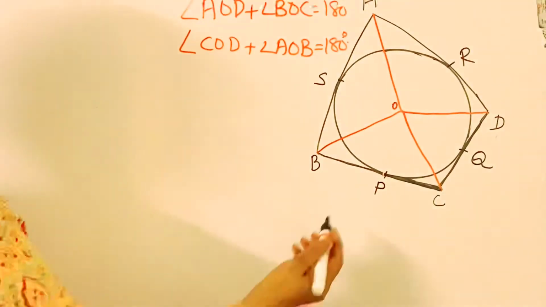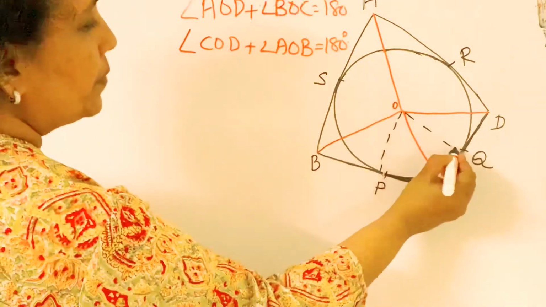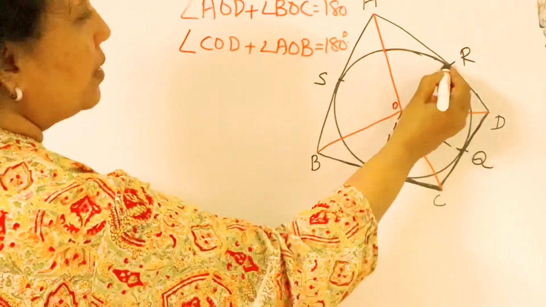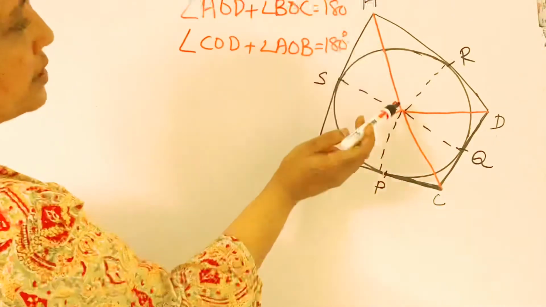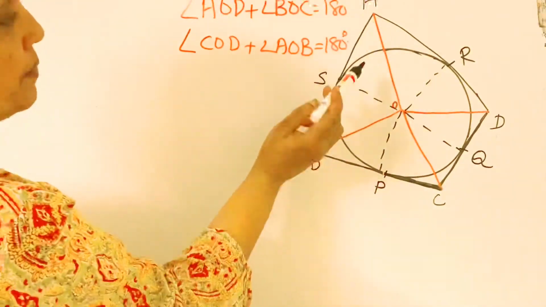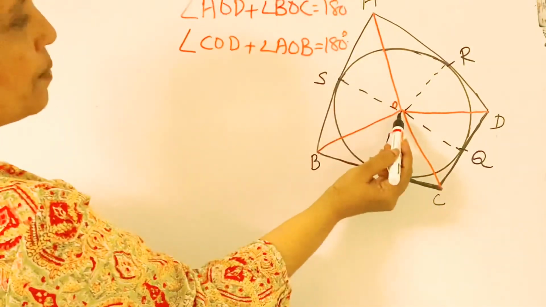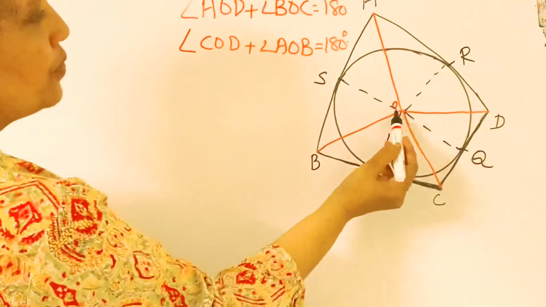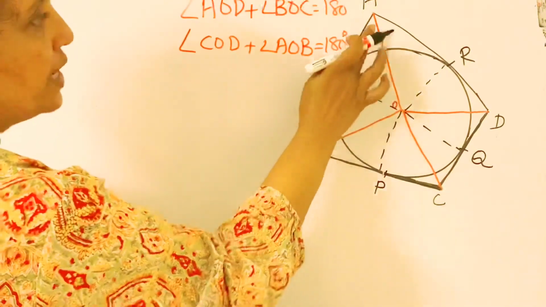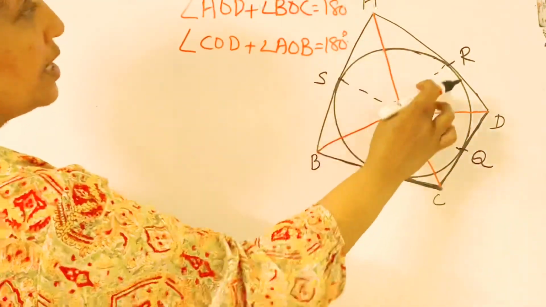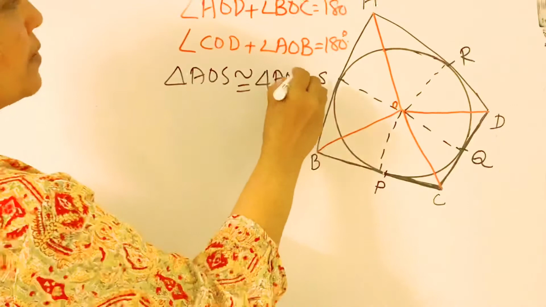A construction part is there. Join OP, OQ, OR and OS. Now look here. In triangle AOR and AOS, AR and AS are equal because tangents from the external point to a circle are equal. AO is a common side for both the triangles. OR and OS are equal because they are radii of the same circle. Therefore, we can say that triangle AOS is congruent to triangle AOR.